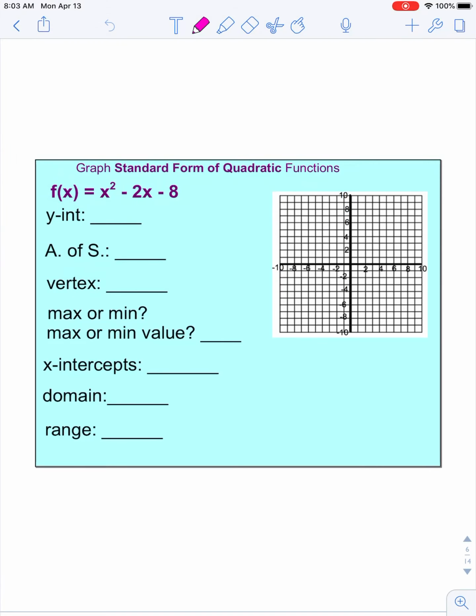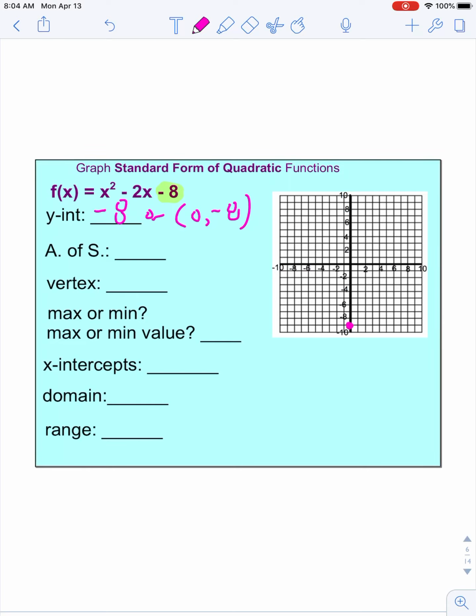we can pick out the y-intercept, because we know the y-intercept is always the c value. So right here, ax squared plus bx plus c, our y-intercept is -8. So you can write your y-intercept as -8, or you can write it as the ordered pair (0, -8). But that means our y-intercept is right down here.